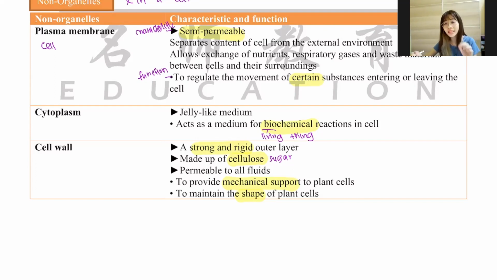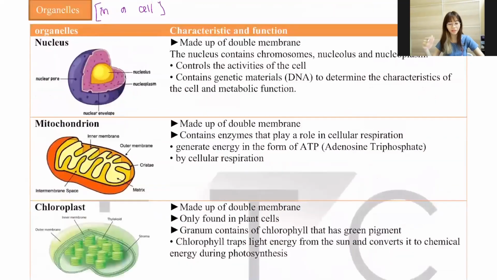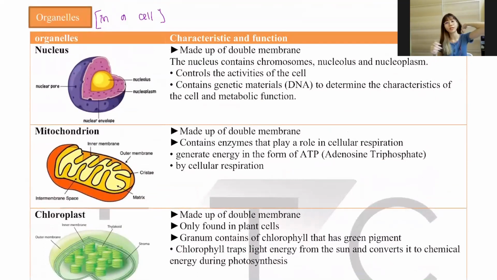So what is inside the cell? What can you find? Nucleus, mitochondria, chloroplast. Those are the things that can be found inside the cell, right? We call them organelles. Okay, let's look at what can be found inside the cell. First of all, of course, we have the nucleus, because why? Nucleus is the most important organelle in the cell. Without the nucleus, basically the entire thing cannot function anymore.